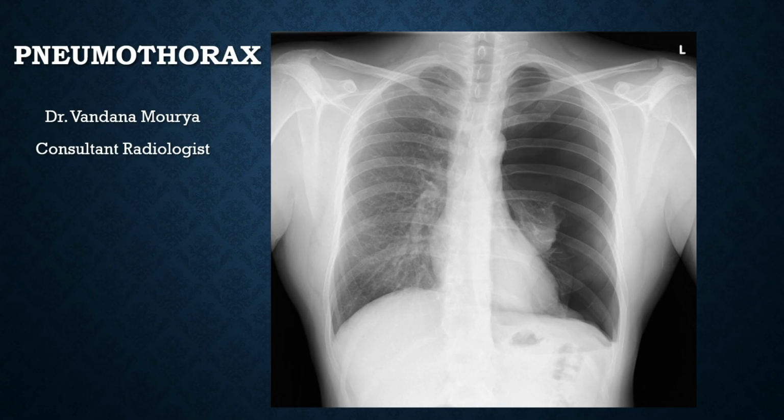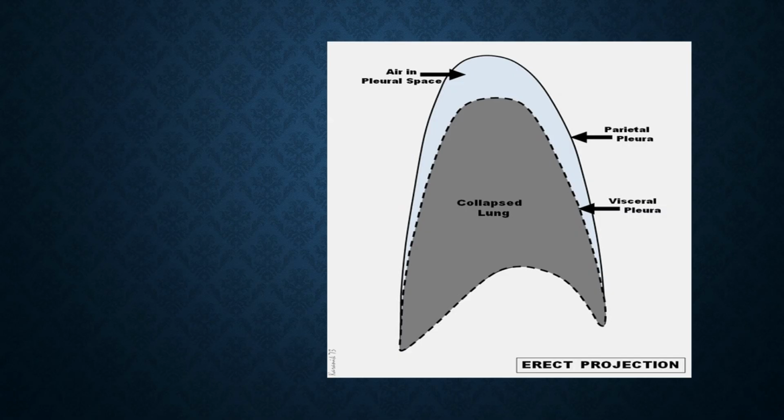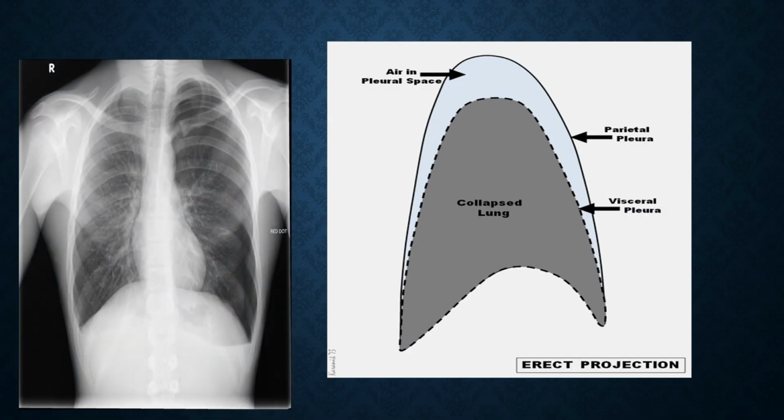Today in this video I will describe pneumothorax. Let's begin with the definition of pneumothorax. So what is pneumothorax? Pneumothorax is the accumulation of air within the pleural space, which is formed by the parietal and visceral pleura. As seen in this image, we can see the air within the pleural space in between the parietal and visceral pleura, causing the separation of these two pleura and collapse of the lung.